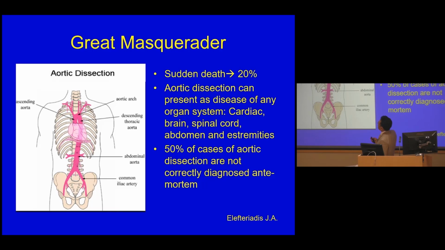As the dissection goes down the descending thoracic aorta, it can shear off the intercostal vessels, and therefore the patient can also present with paraplegia or malperfusion of the mesenteric vessels as well as the solid organs in the abdomen. And you'll have renal failure, liver failure, or mesenteric ischemia, as well as distal lower extremity ischemia. And so that's why it's such a difficult diagnosis to make.